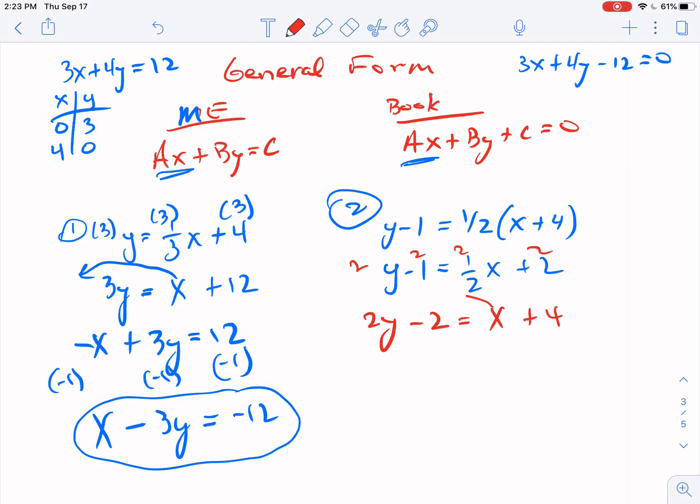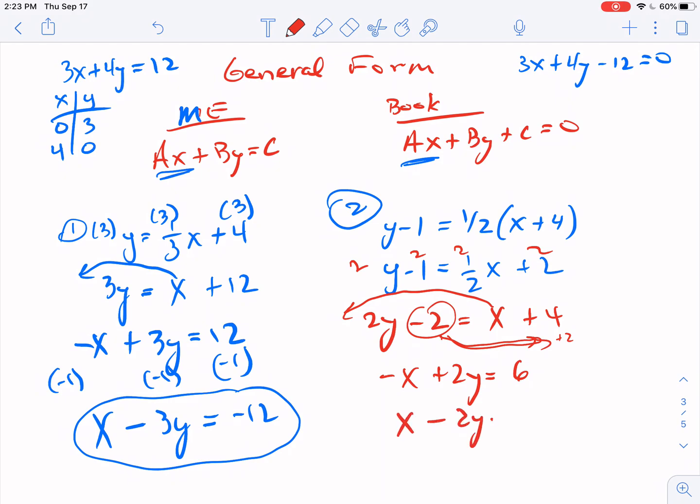So if I bring the x to this side, and I take this -2 to that side, I would have -x plus 2y over here. And remember, you're going to add the 2 when it comes over here, and you're going to get 6. But now I need to get rid of the negative sign out front, so I'm just going to go positive again, and then everything else has to change as well.